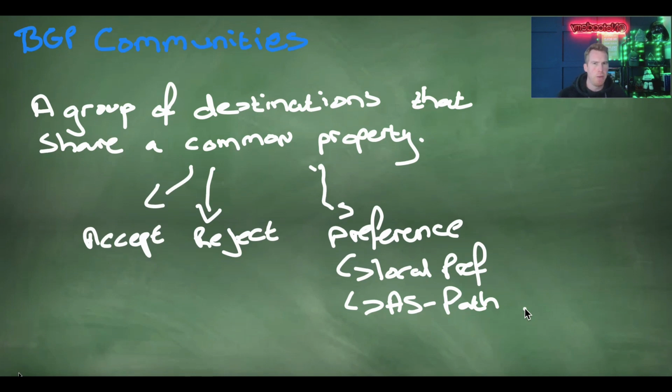But this is how we can use community values to give some kind of preference to one set of community values over another set, or even over a BGP update message that doesn't have any community values associated to it whatsoever. So we've got accept, we've got reject, we've got preference, and what we want to do in that can obviously differ quite significantly. And the last and final one is redistribution.